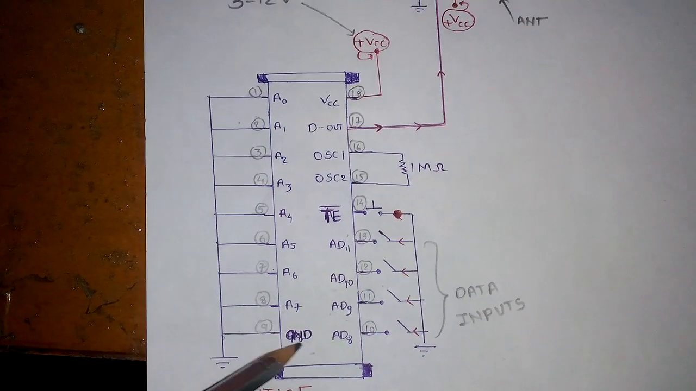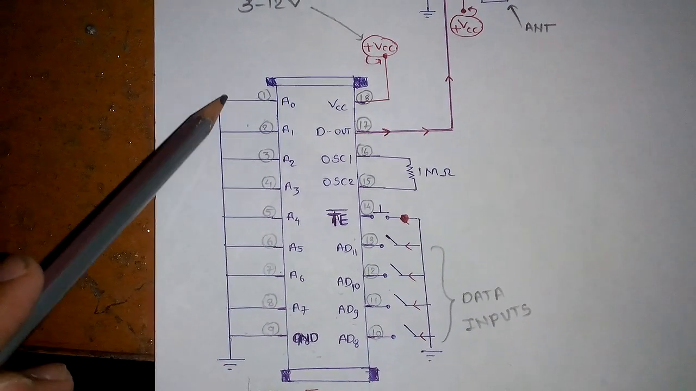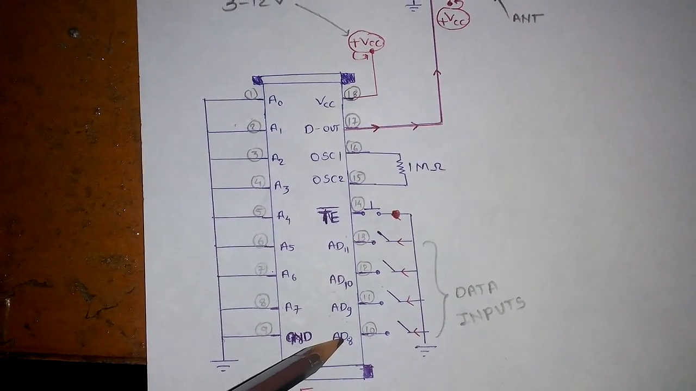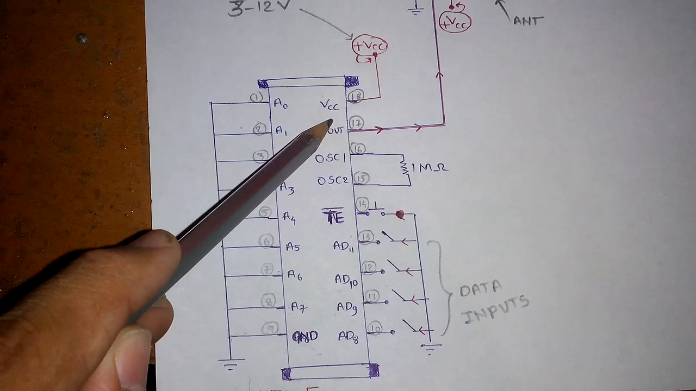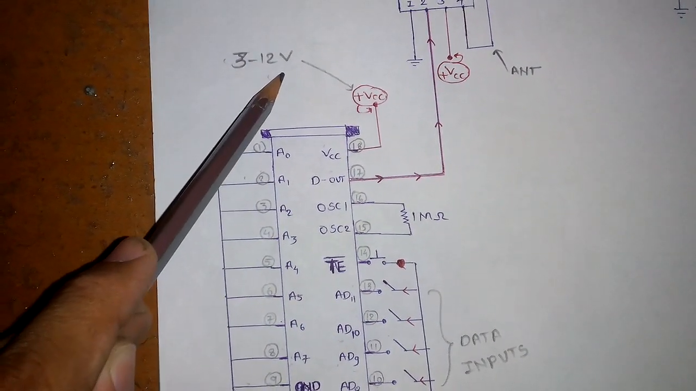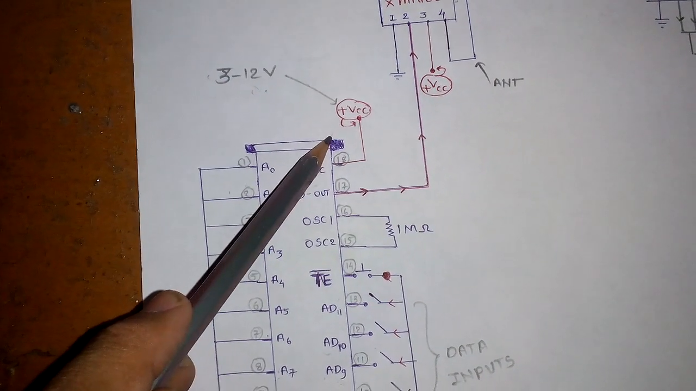This is the ground pin. Sorry, this is not clear, but GND means ground. So one side is totally grounded, and let's see the other side. Here is the VCC supply. VCC supply is from 3 to 12 volts, and you can use any value in this range. I have used 5 volts for this purpose.